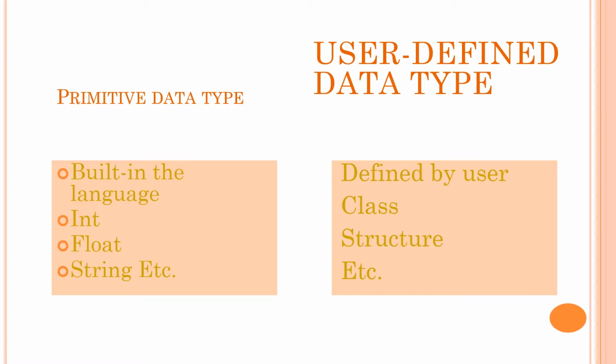Every language has some primitive data types that are built into the language. However, some languages may provide the programmer freedom to define new data types, also known as user-defined data types, for example, class, structure, record. So, let's move towards elementary data types.